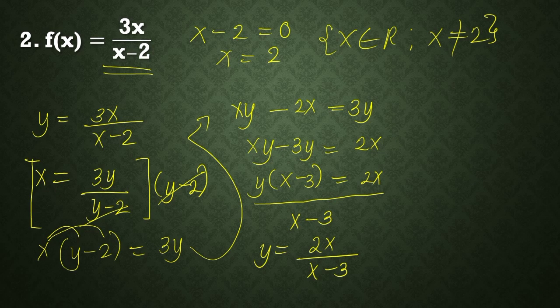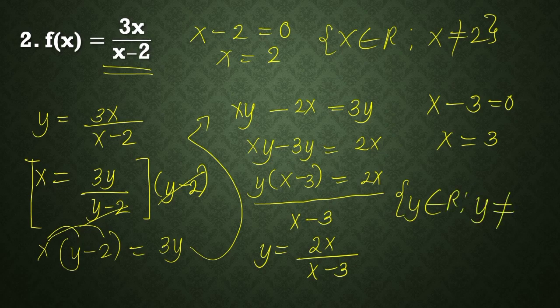Now, we equate the term in the denominator x minus 3 to 0. So x minus 3 is equal to 0. And then we add 3 to both sides. X equals 3. Now, what will be the range of the given function? Y is an element of R wherein y should not be equal to 3. Okay. So, ganyan lang po yung process ng pagkuha ng inverse function.